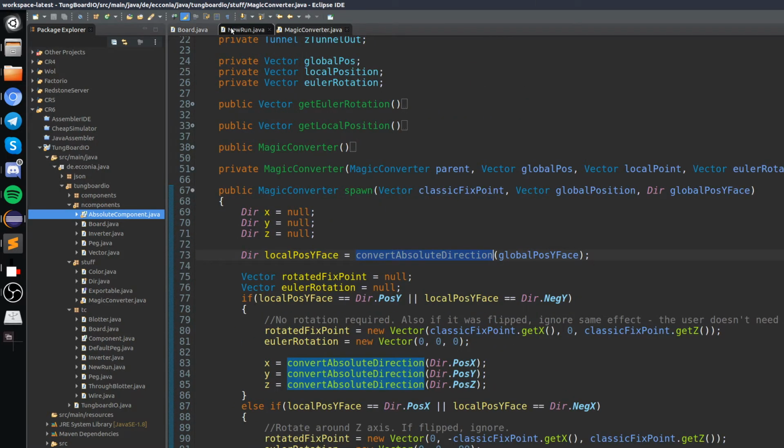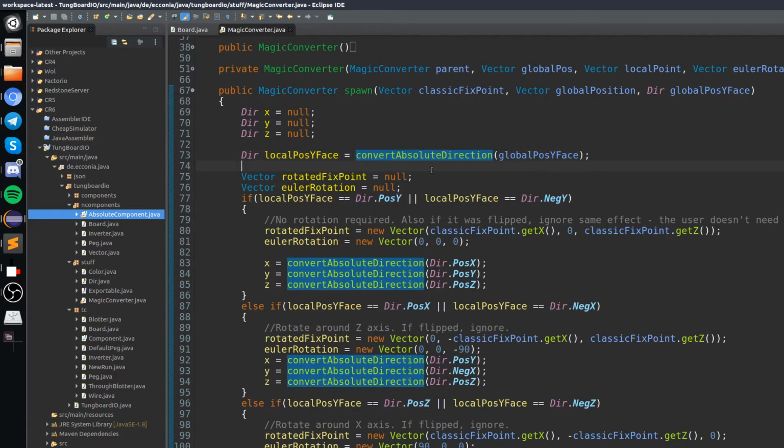Begin. So there we go, and we say, okay, give me that global direction, like the direction in the global system where this board has to face to. Give it to my parent and ask my parent, which direction is that in your coordinate system, because I need to place my rotation in your coordinate system. And then I get a local face.